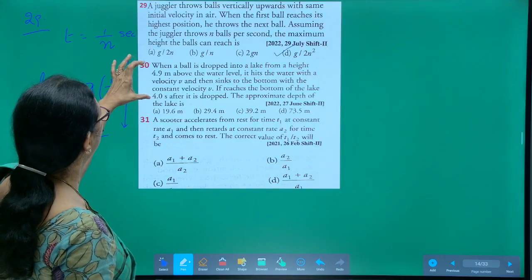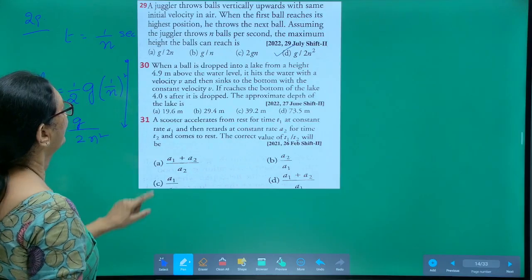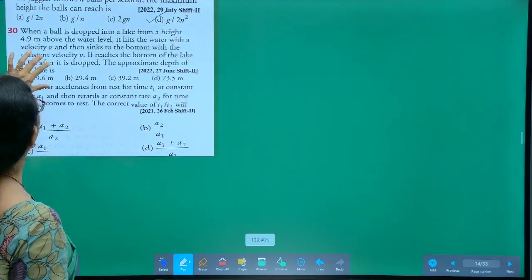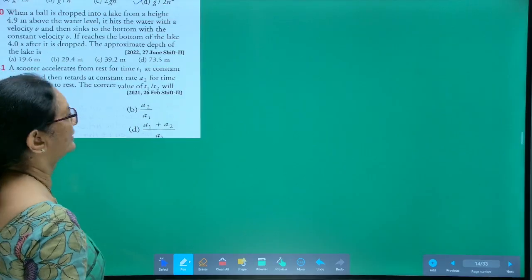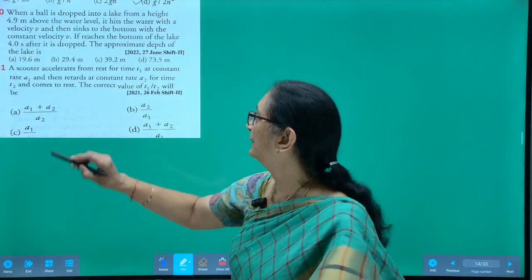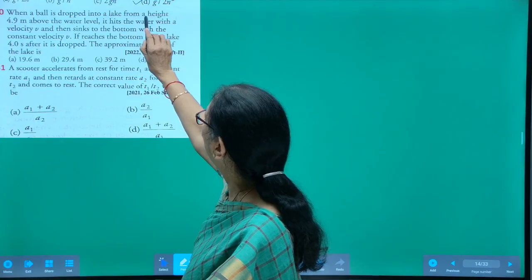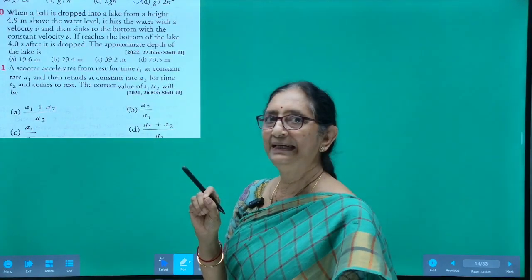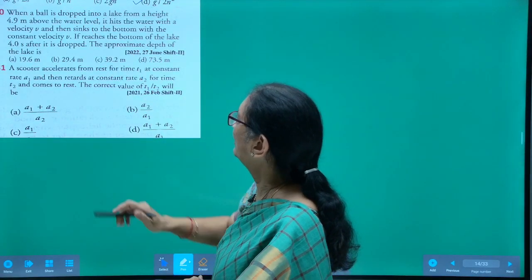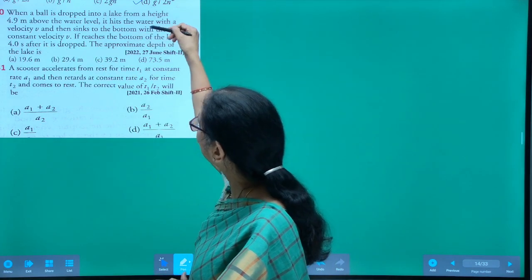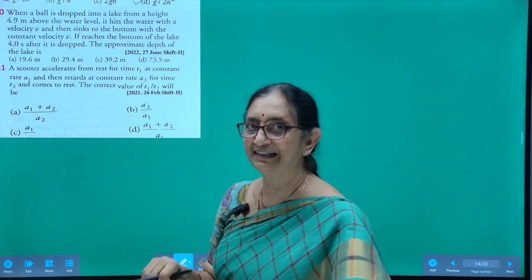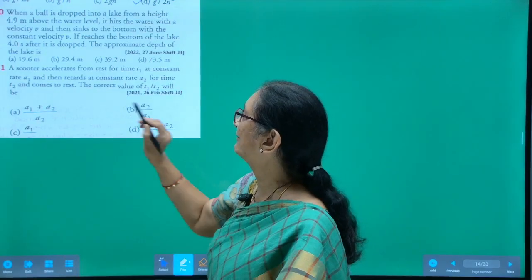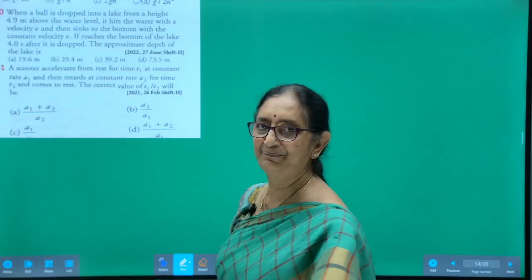Now, going to the next problem, 30th problem. A ball is dropped into a lake from a height 4.9 meters above the water level. It hits the water with a velocity v and then sinks to the bottom with a constant velocity v. It reaches the bottom of the lake 4 seconds after it is dropped. Approximate depth of the lake.